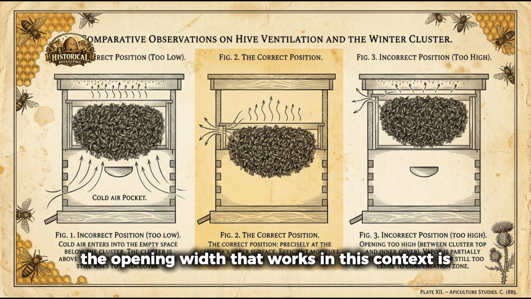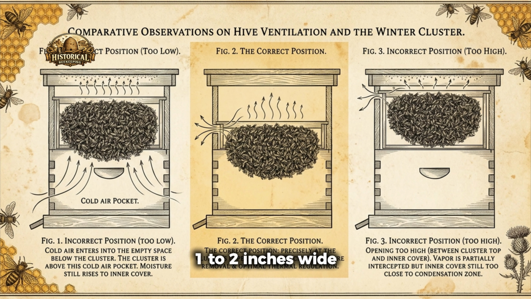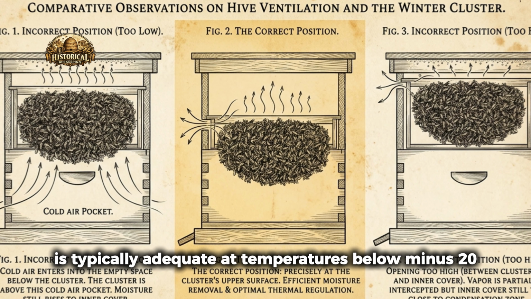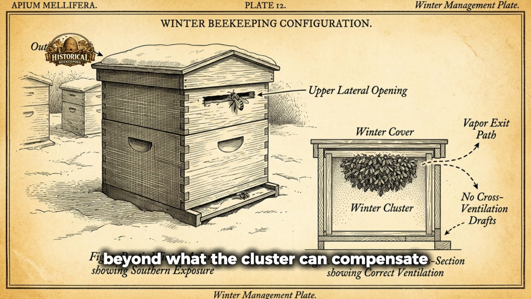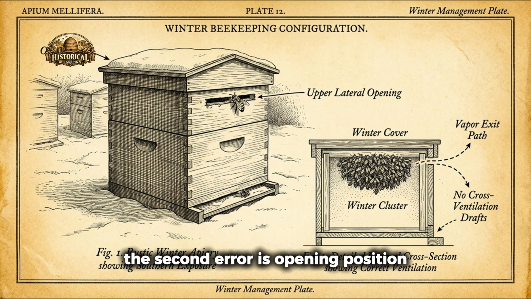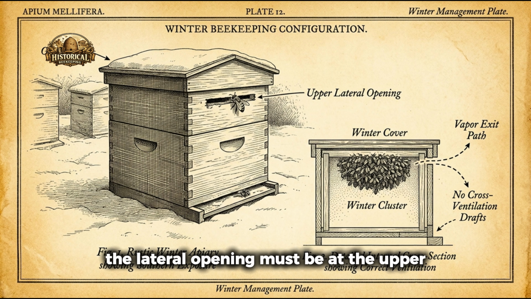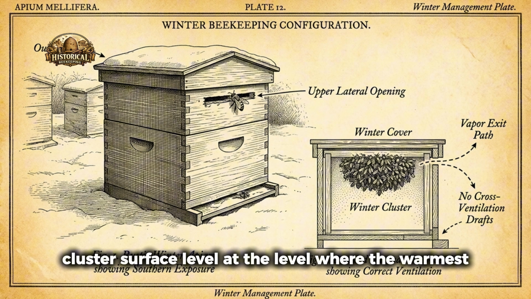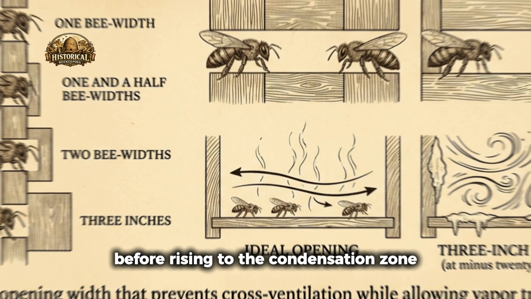The opening width that works in this context is counterintuitively narrow. 1 to 2 inches wide is typically adequate at temperatures below -20, and wider openings increase heat loss beyond what the cluster can compensate. The second error is opening position. The lateral opening must be at the upper cluster surface level, at the level where the warmest, most vapor-laden air is accumulating before rising to the condensation zone.